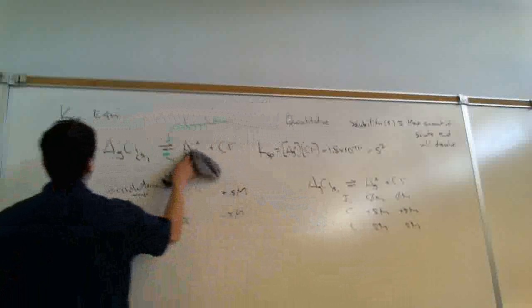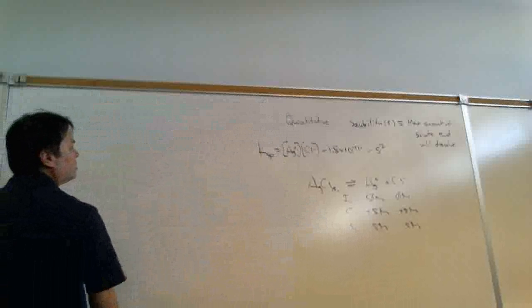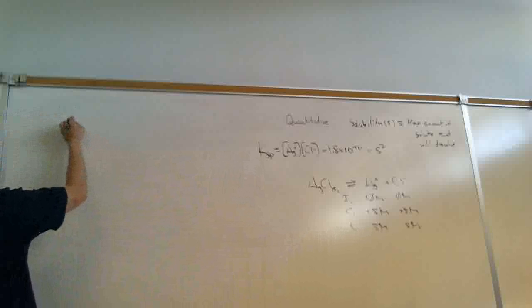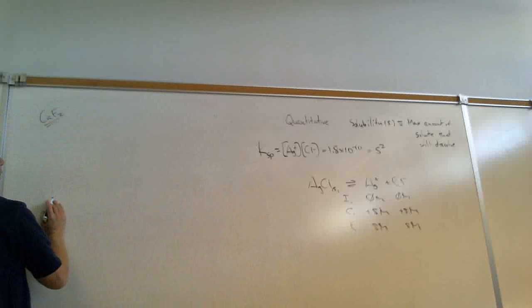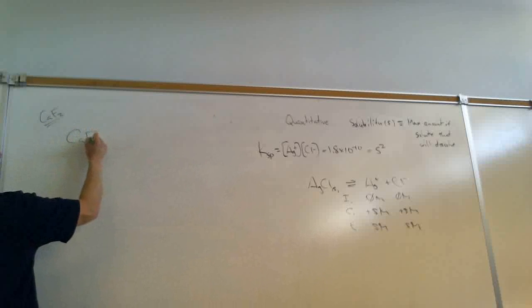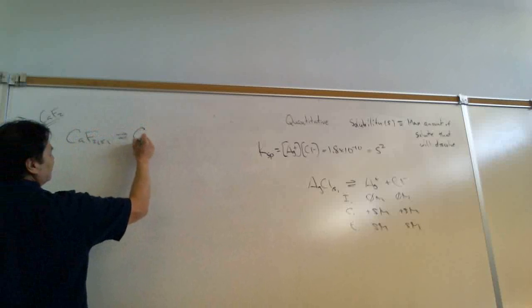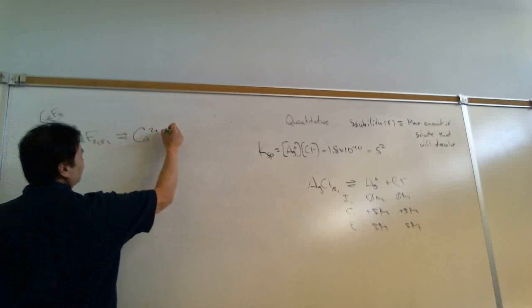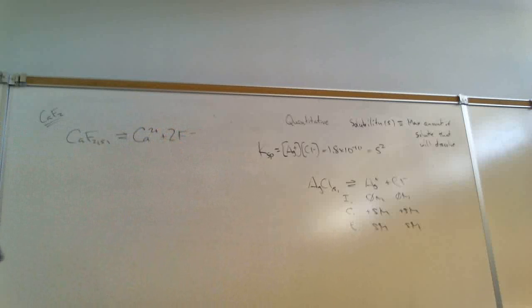Now, if we go to calcium fluoride, what is the KSP equation for calcium fluoride? CaF2 solid goes to Ca2 plus and then 2F minus. So then we get. All right, let's stop here. This is the correct equation for KSP, assuming what? It's completely ionized.